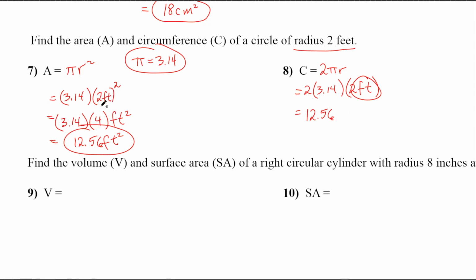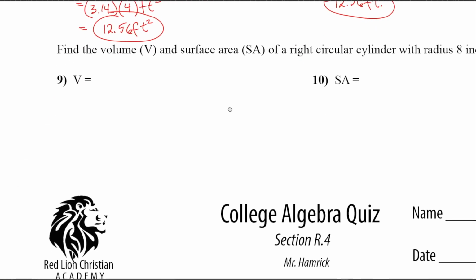You squared the feet over here on this problem. See that squared? Squared the radius. That means you're going to get feet squared. On this one, you just get feet because it's a distance. You don't measure distance in square feet. All right, enough of that. Let's keep going.